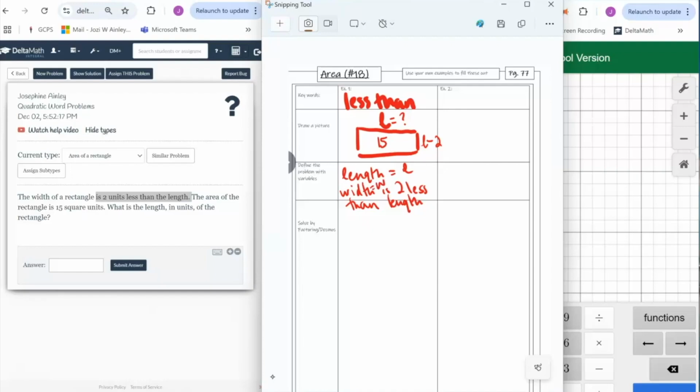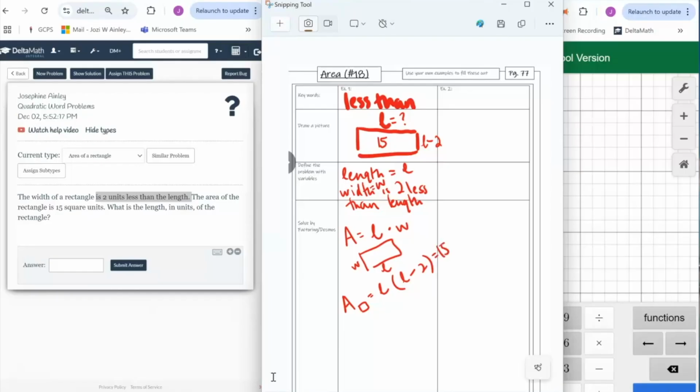All right, so what is the length in units for the rectangle? Solve by factoring or decimals. So what am I doing? In order to find the area, we know it's length times what? The width. The area of any rectangle is the length times the width. The width times the length, it doesn't matter. So the area for this rectangle is going to be my length, L, because I don't know what it is, times, in parentheses, my width, which is L minus 2. And when I multiply these two together, I'm going to get 15, because that's what they tell me.